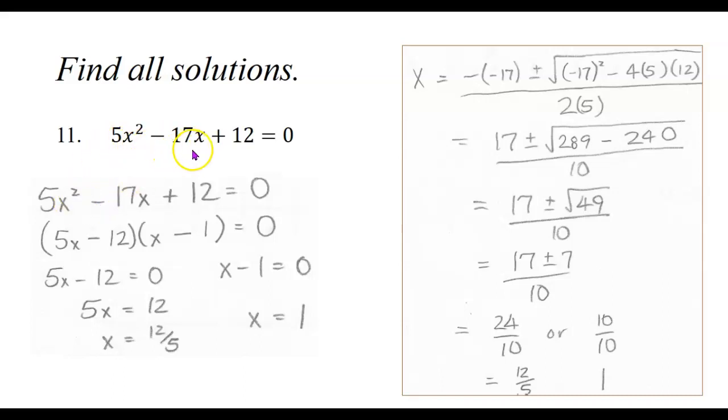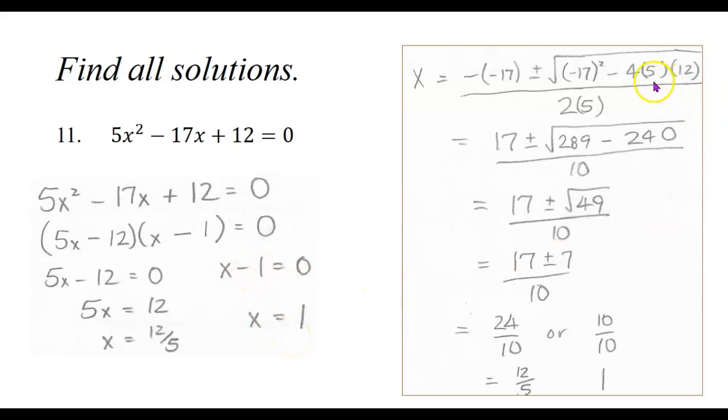The 5x squared minus 17x plus 12 can be factored into 5x minus 12 times x minus 1. And for that to equal 0, either 5x minus 12 equals 0 or x minus 1 equals 0. So you get x equals 12 over 5, which you could also write as 2.4, or x equals 1.